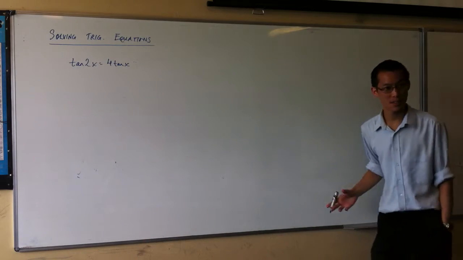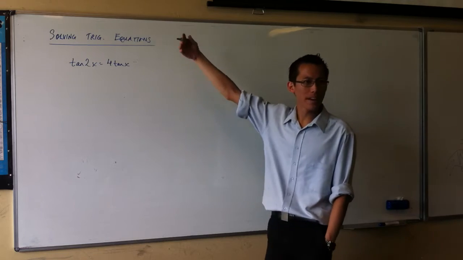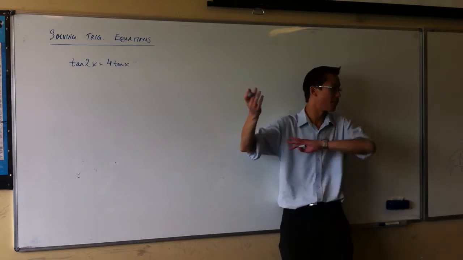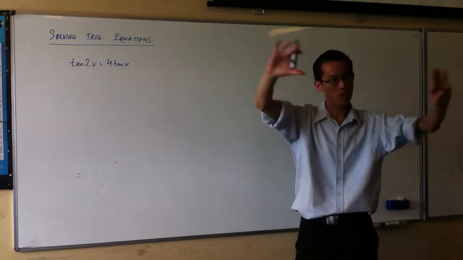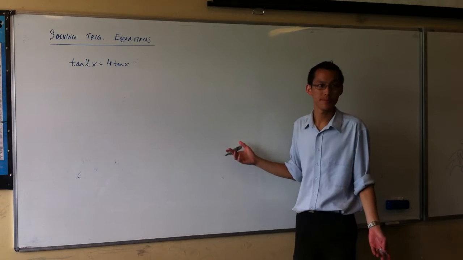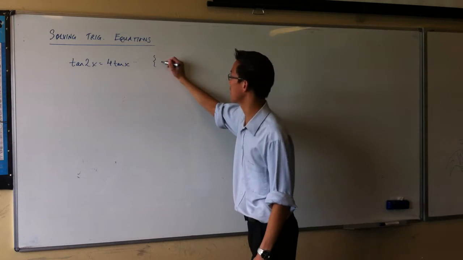Alright, should we do this? Now, by the way, they always should supply a domain for these questions, right? Because this has an infinite number of solutions as you go along the x-axis. But if you didn't get given one, what would you assume? 0 to 360. Yeah, it's not a bad assumption to make at all.